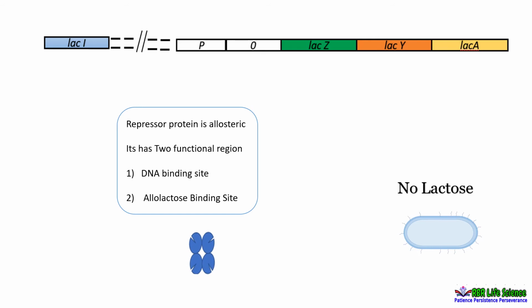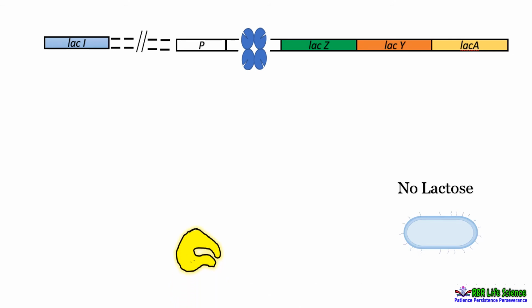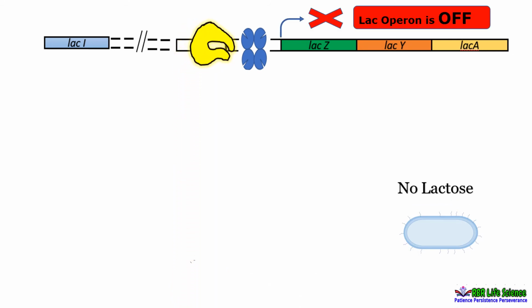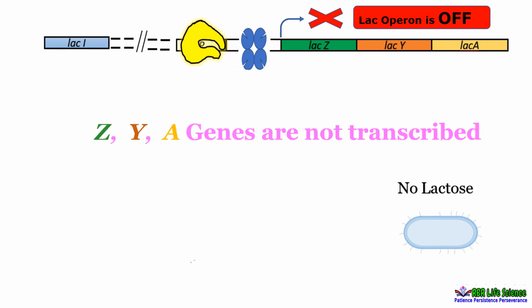When lactose is absent, the repressor protein is active, and it binds to the operator. Now RNA polymerase binds to the promoter and tries to transcribe LacZ, LacY and LacA genes. But RNA polymerase can't transcribe the ZYA genes, because the repressor is blocking the path. The result is there is no transcription of the lac operon, and ZYA genes are not expressed.